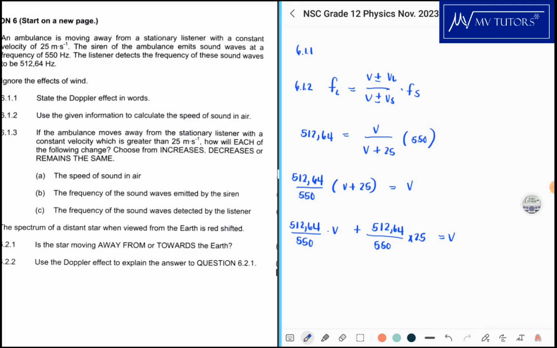I'm going to put all the V's together. So V minus 512,64V over 550. Basically, I've taken this to the other side, but I prefer writing my unknowns on the left side of the equation, so please don't be startled by what I'm doing here. And then divided by 550 times 25. Okay, now we can start calculating.